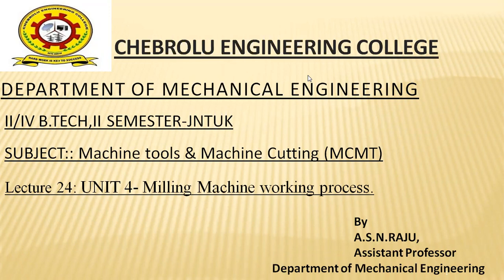In today's class of machine tools and machine cutting, we'd like to start with unit number 4, that is the milling machine working process. Till now, we have had a detailed discussion regarding the different types of machining processes and the internal parameters involved with respect to the working sector, how many types of working units exist, how many types of guideways exist for commencing the activities, etc. We have had a detailed look at this working process.